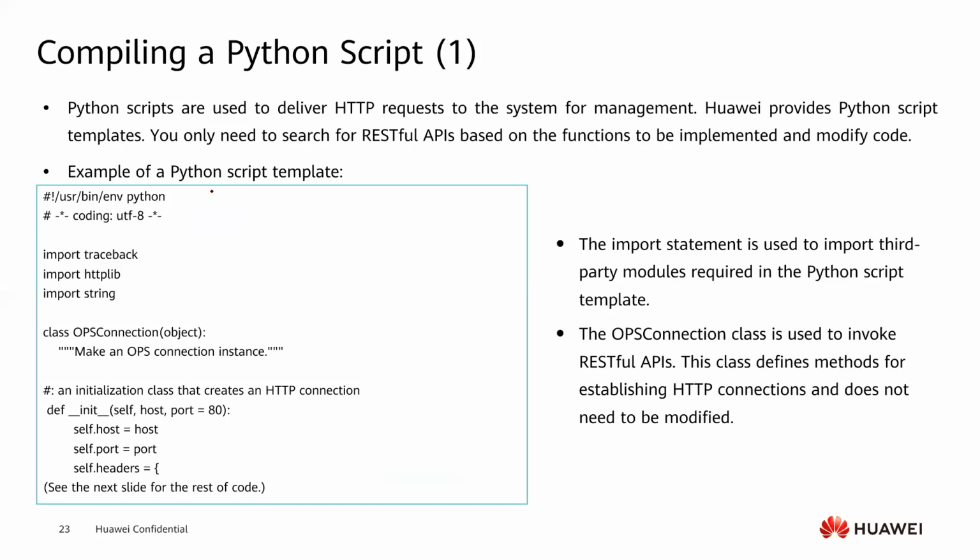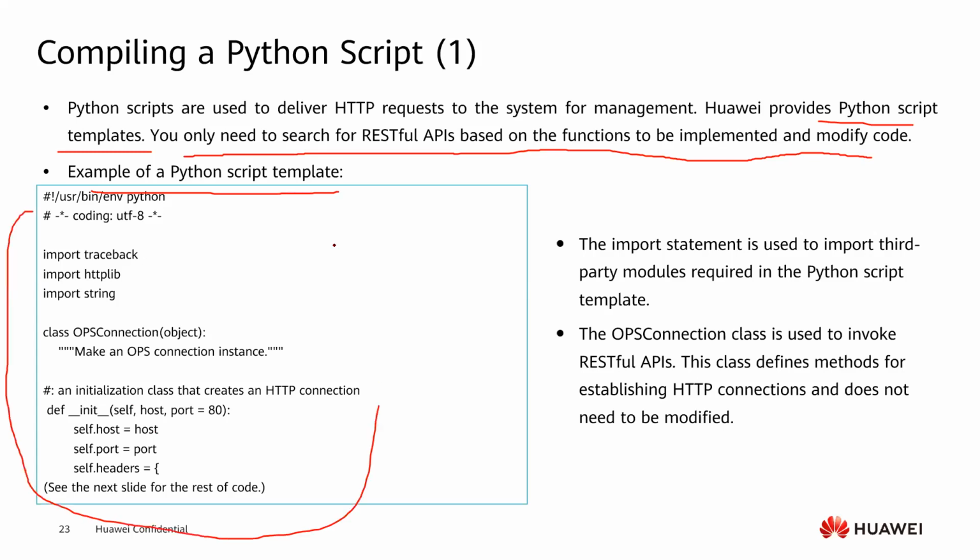Okay, let's see an example of compiling a Python script. Python scripts are used to deliver HTTP requests to the system for management. Huawei provides Python script templates. You can download the Python script templates. You only need to search for the RESTful API based on the function to be implemented and modify the code. An example of a Python script is here. This is just an example.